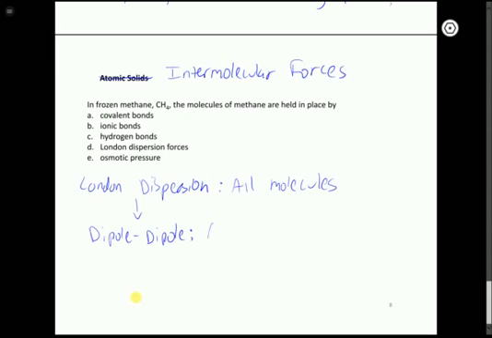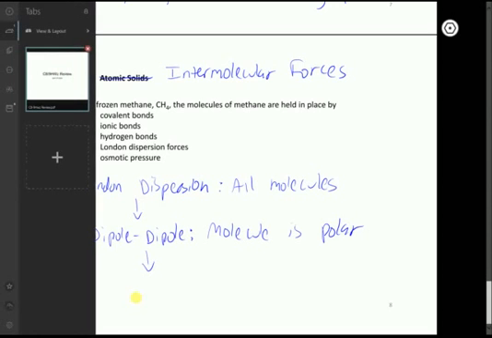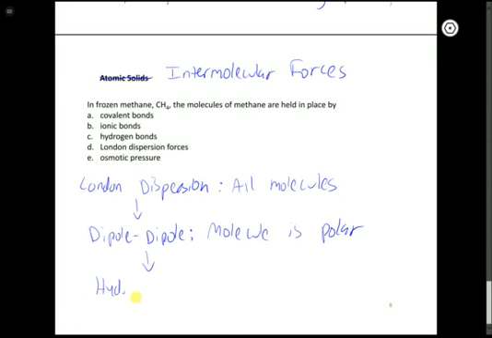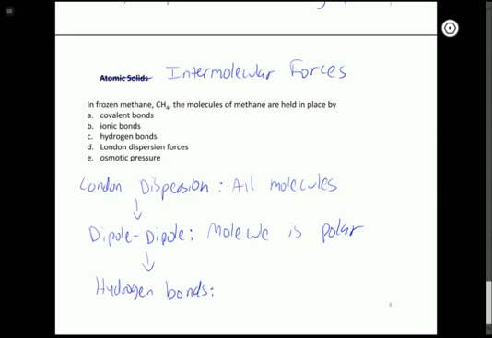And for this to occur, the molecule must be polar. And then finally, the strongest of the three is hydrogen bonds, which is a special type of dipole-dipole force. And in this case, the molecule needs to have either OH, NH, or FH bonds. So if it doesn't have hydrogen bonded directly to one of those elements, it's not going to be hydrogen bonded. So going back to this problem, then we have CH4, which is methane.